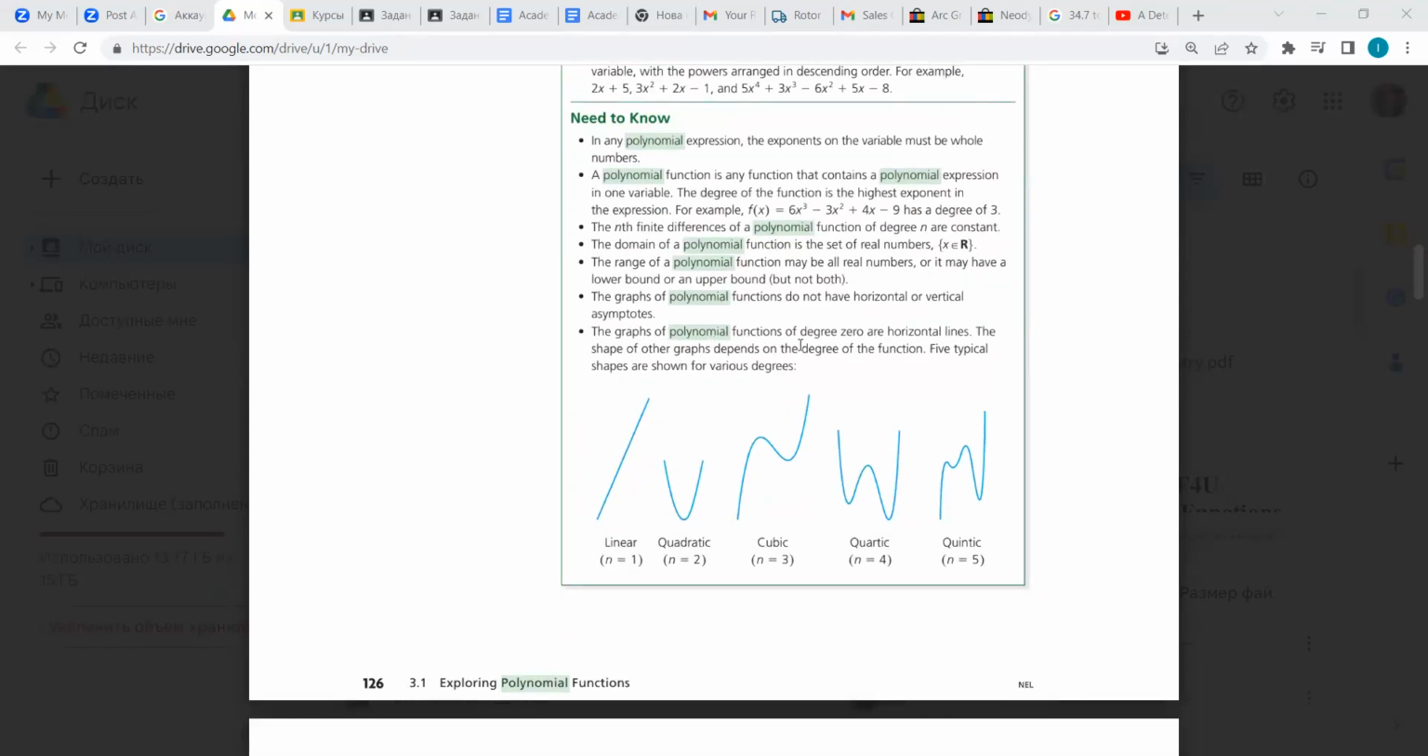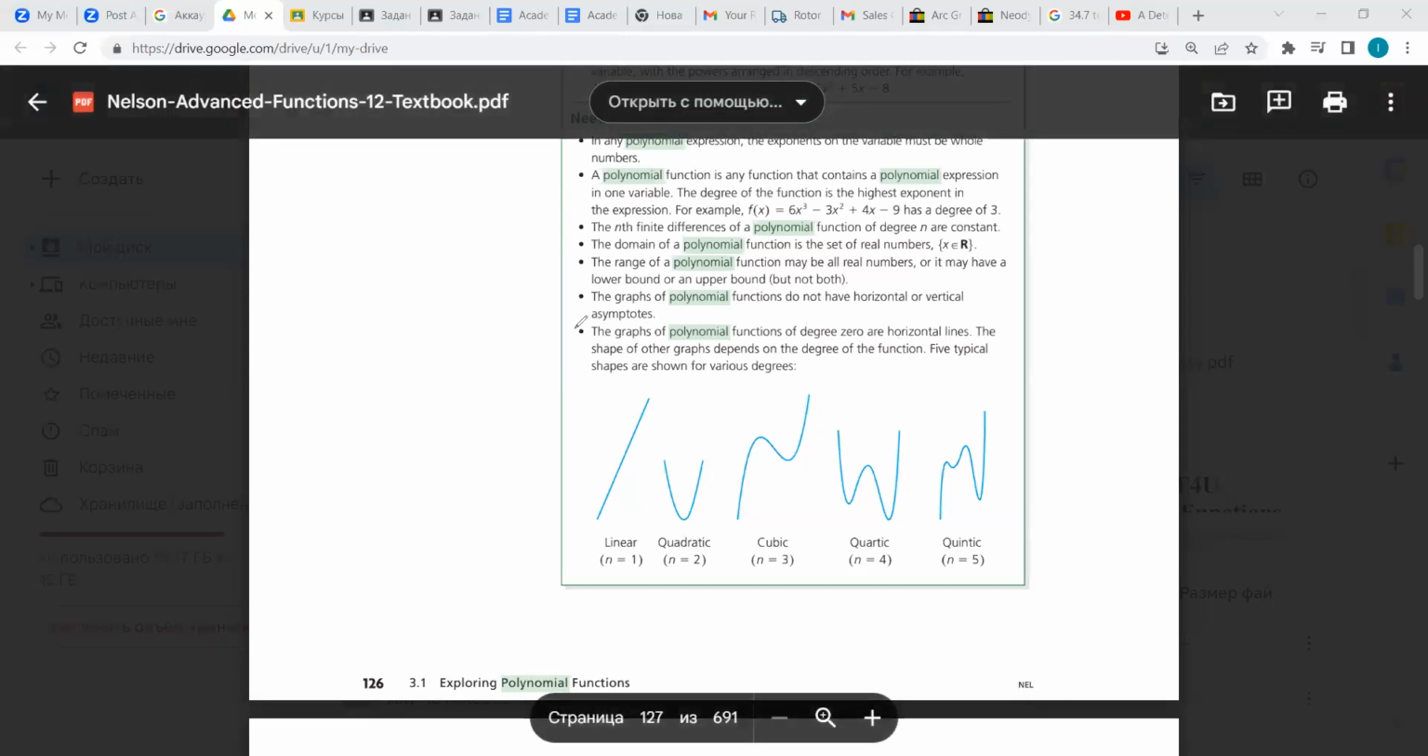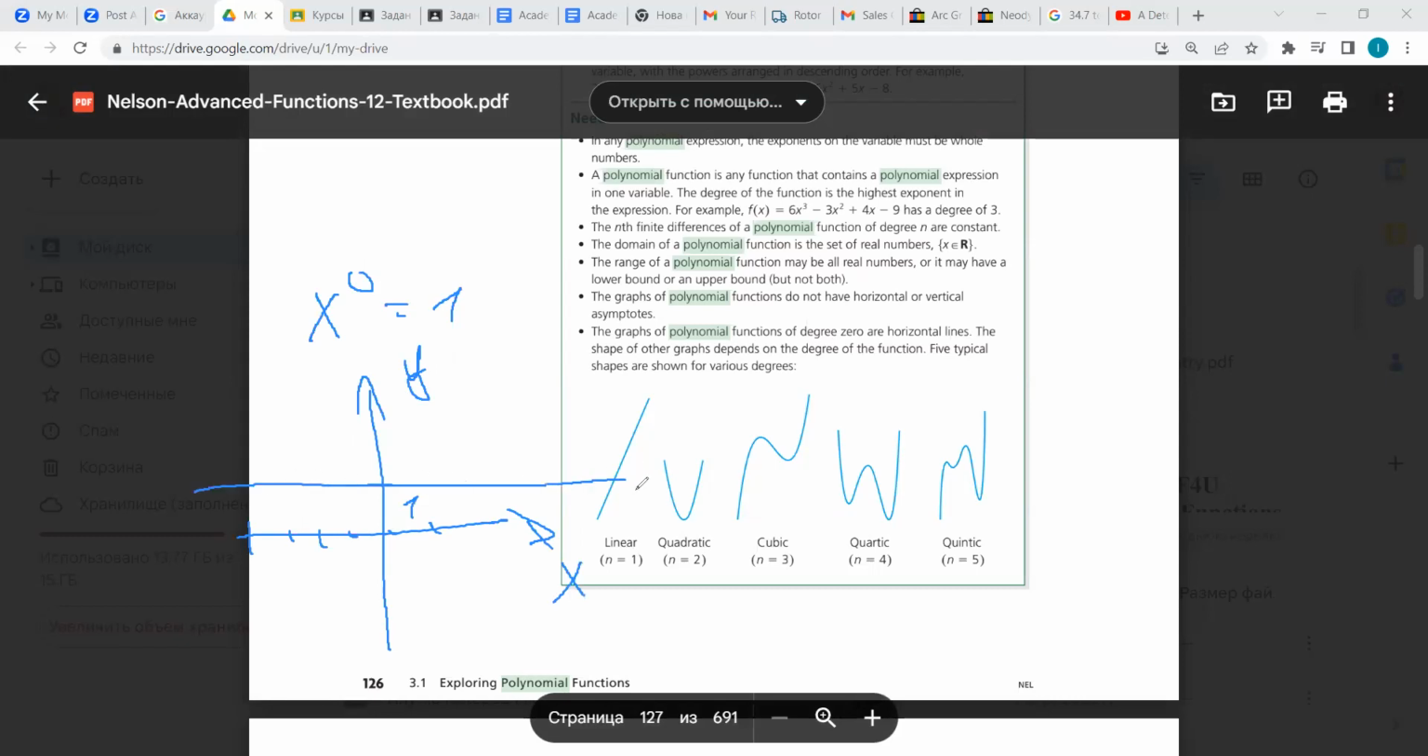The graphs of polynomial functions of degree 0 are horizontal lines. That's obvious because x to the power 0 equals 1, it means the graph of this function would look like, for any value of x, the value of y would be unique. Not unique, it will be single, it would be 1. It will be just a single horizontal line.